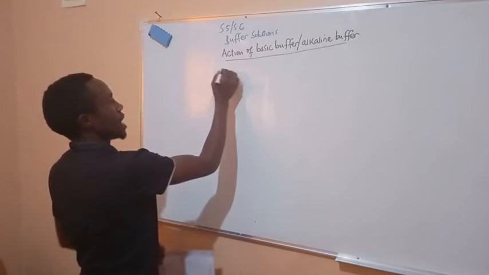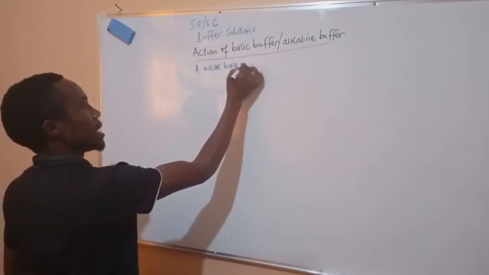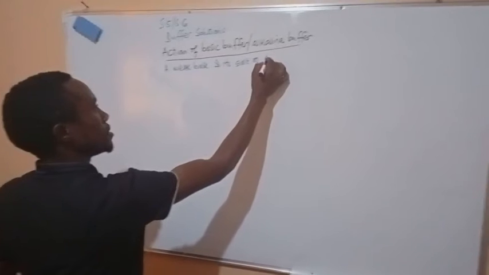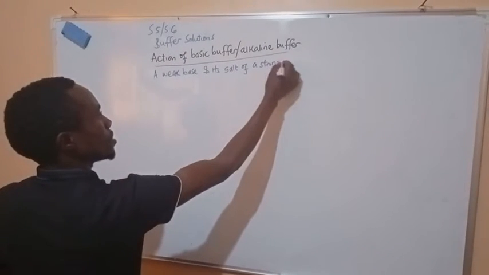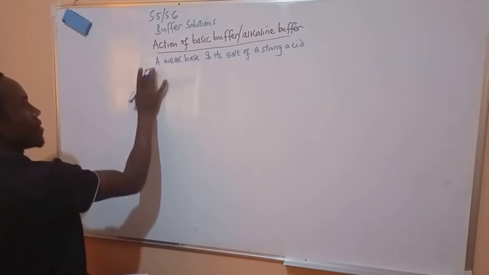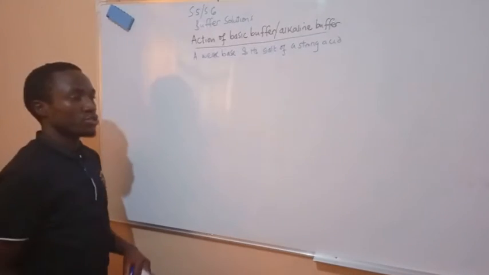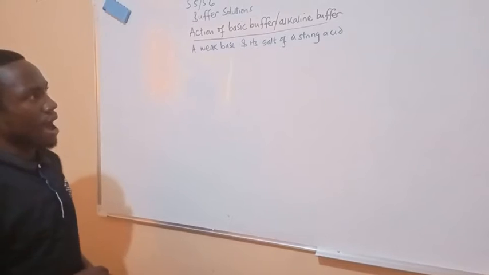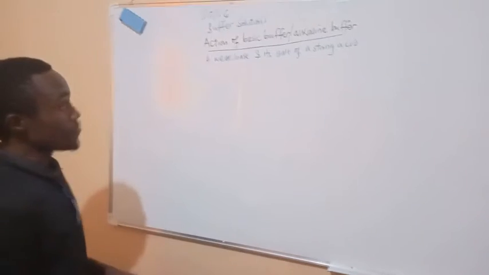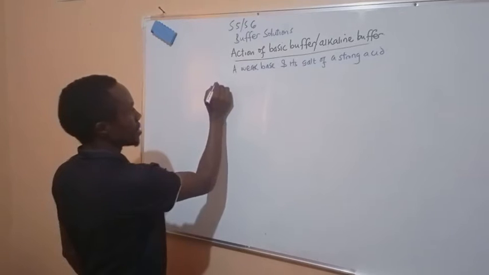So here we shall have a weak base and its salt of a strong acid. We are going to consider our weak base as ammonia solution, and its salt of a strong acid, we are going to consider ammonium chloride. Therefore, if I'm to explain the process of the action of this basic buffer, I'll begin by considering.